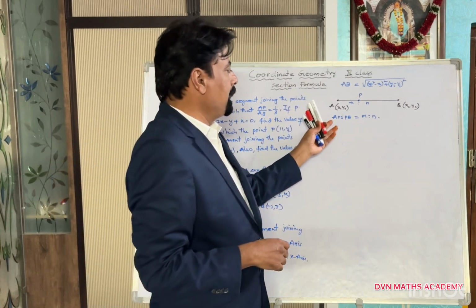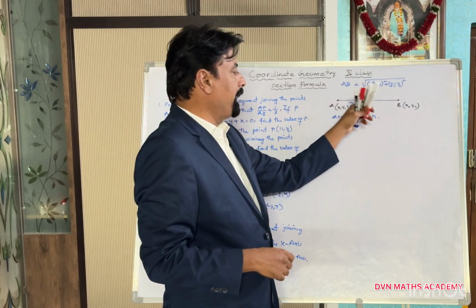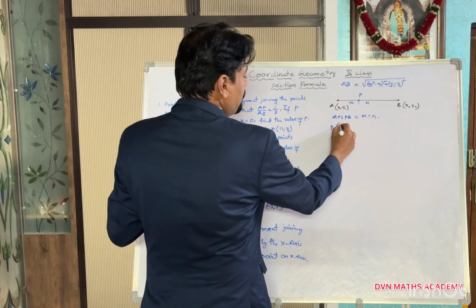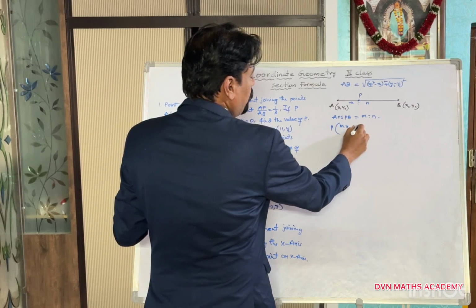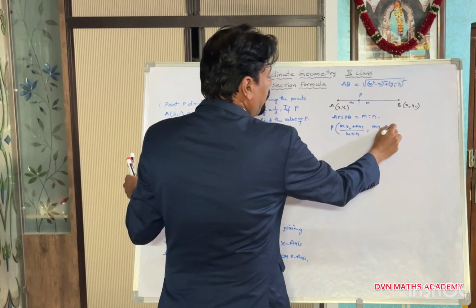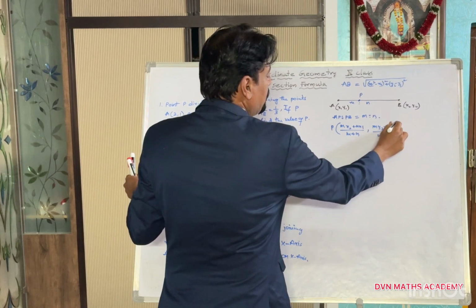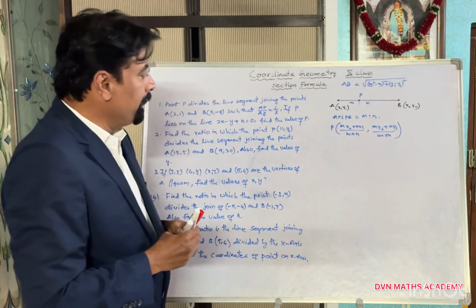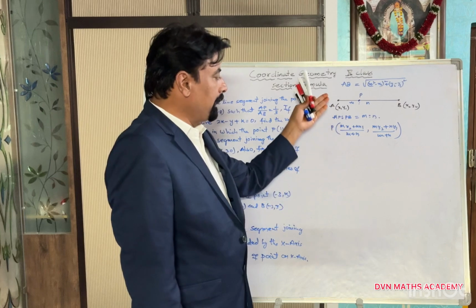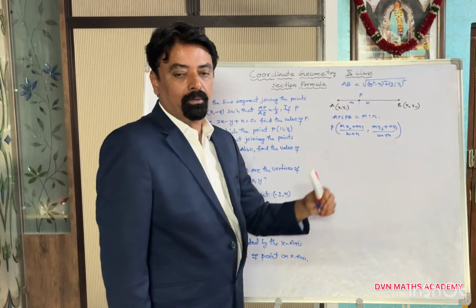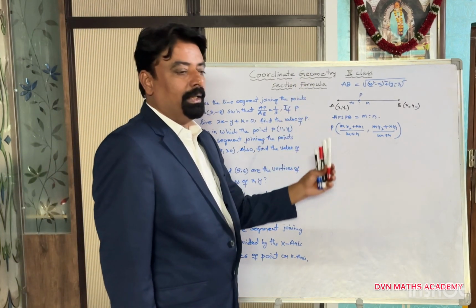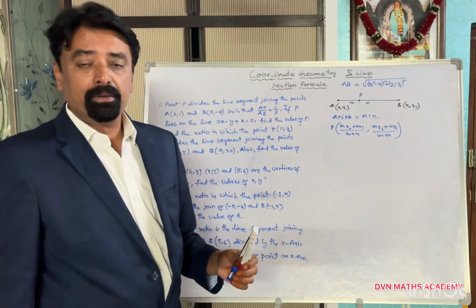So this is in your syllabus. To find the point P which divides AB in the ratio m is to n, the coordinates of P are (m into x2 plus n into x1) by (m plus n), and (m into y2 plus n into y1) by (m plus n). So this is the formula to find the coordinates of P when the ratio m is to n and the coordinates of A and B are given. Then if you put those values in this formula, you will get the coordinates of P. This is one of the interesting formulas. On the basis of this formula, you will get many different questions in your exam.